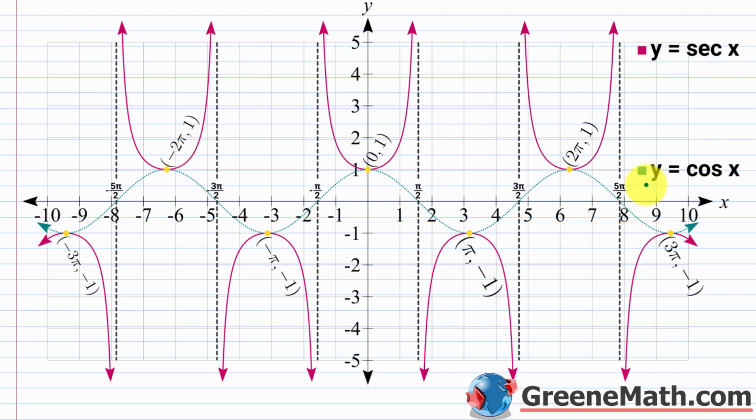So in the case of the secant function, the reciprocal function is the cosine function. So we're using that as a guide. So y equals the cosine of x. That guy is graphed as a dashed curve because that's what we do with a guide, and it's in green. So when we look at the two graphs together, we can notice a few things.